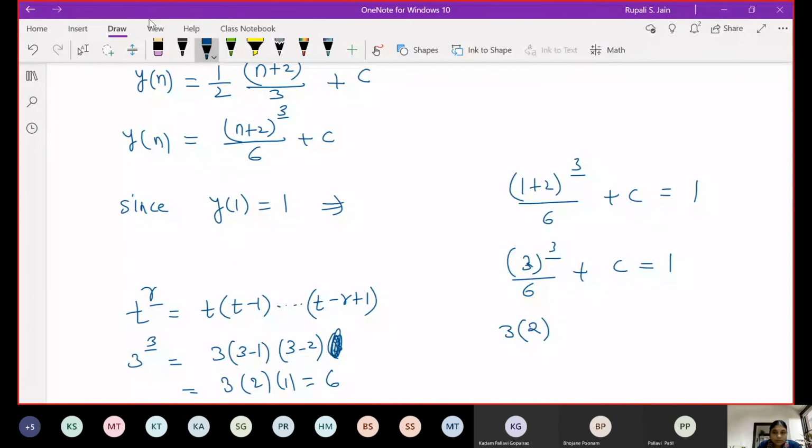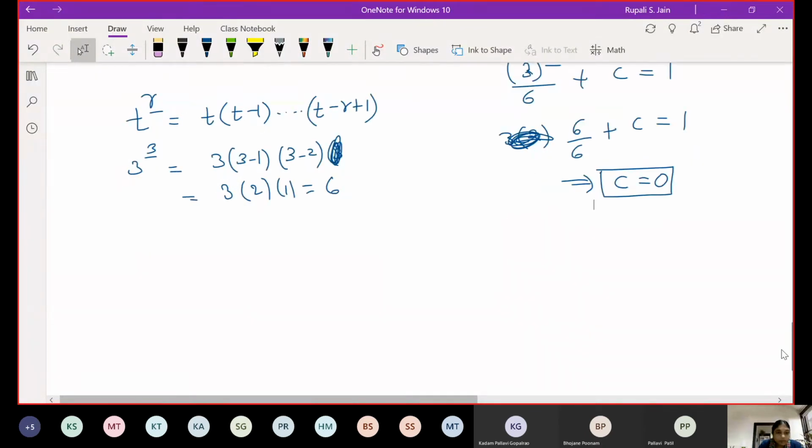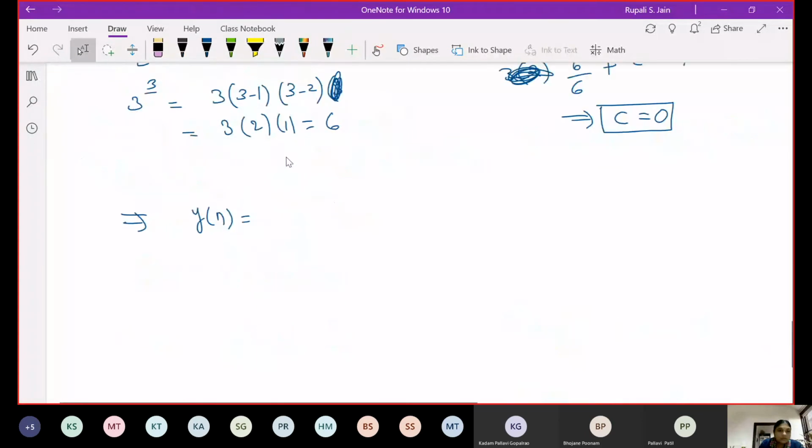So I can write here 6 by 6, which is equal to 1. So 6 by 6 is 1. This implies c is equal to 0. So what is y at n from here? n plus 2 to the 3 falling divided by 6. That is my required unique solution.